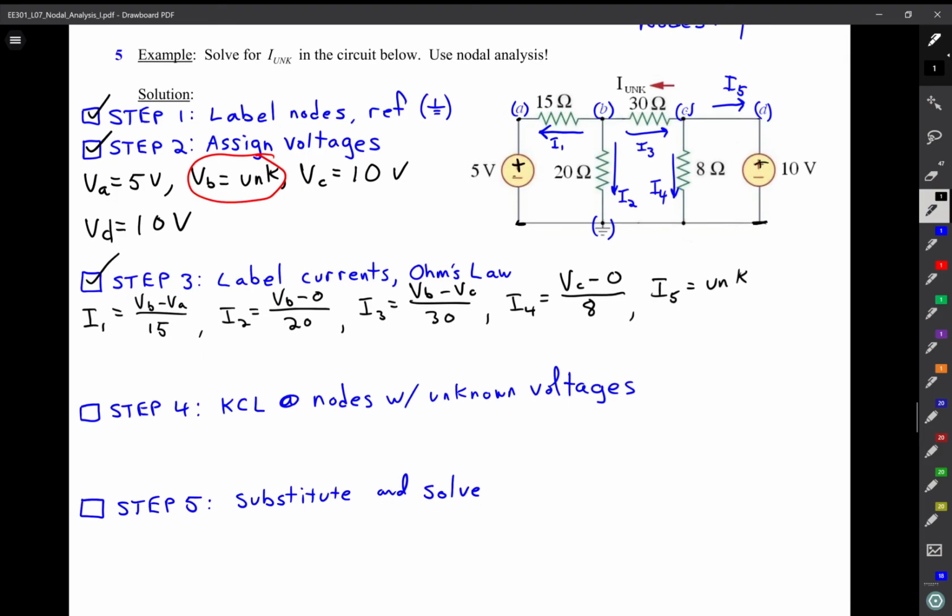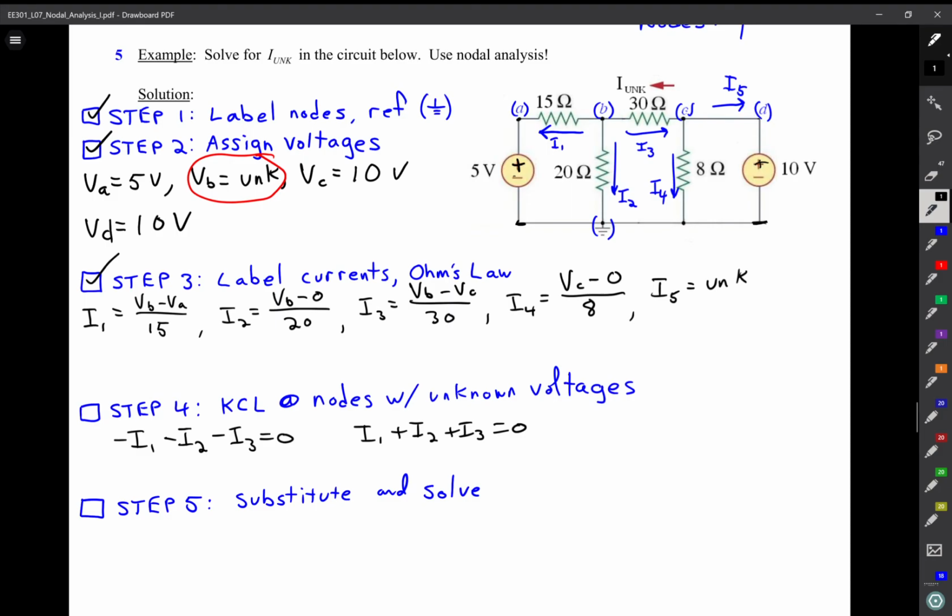So the current at node B: I'm going to say that it's going to be minus I1 because it's going away from node B, minus I2 because that current is going away from node B, and minus I3, which is also going away from node B, equal to 0. Another way of saying that is I1 plus I2 plus I3 equals 0. This makes it a little bit cleaner when we substitute and solve.